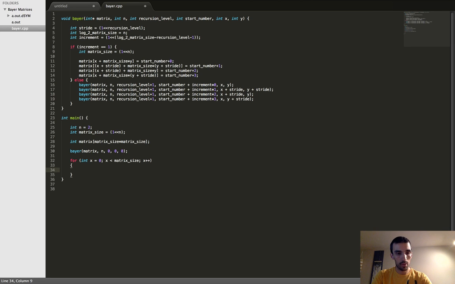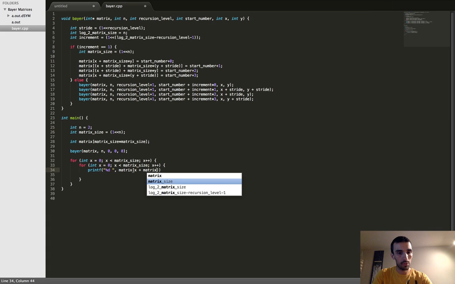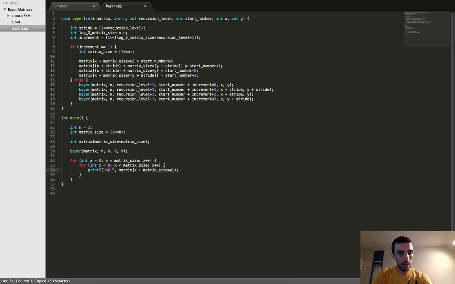Yeah, I'll do it this way. Why not? I need another index. Why did I do this? So we're just going to print out the whole matrix. X plus matrix size times y. Print all that out, and then print a new line. Bam.